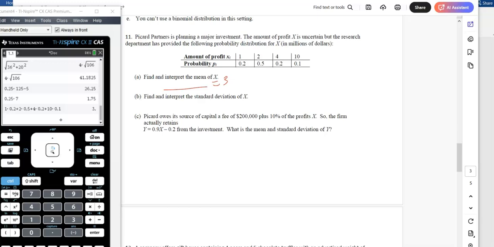This is in millions of dollars. Okay, so if I want to interpret the mean, so $3 million. I'm trying to say, if we sampled the amount of profit from Picard Partners many times, the average would be 3 million.